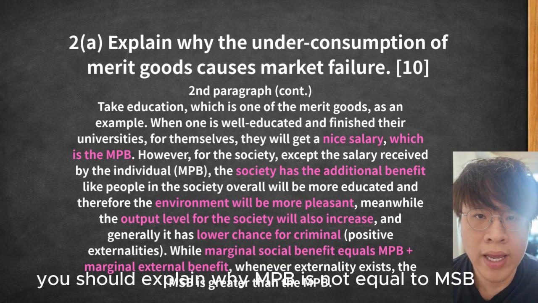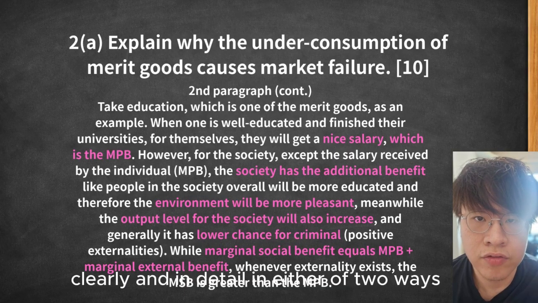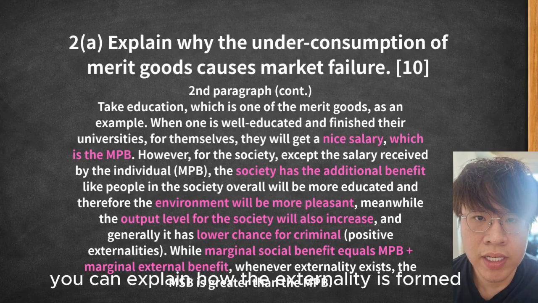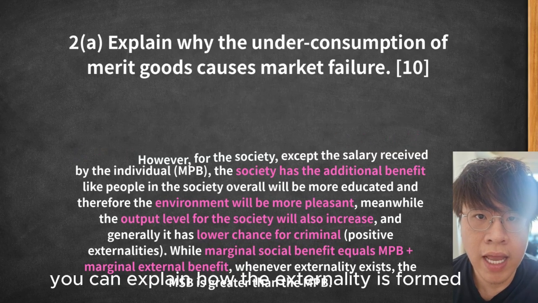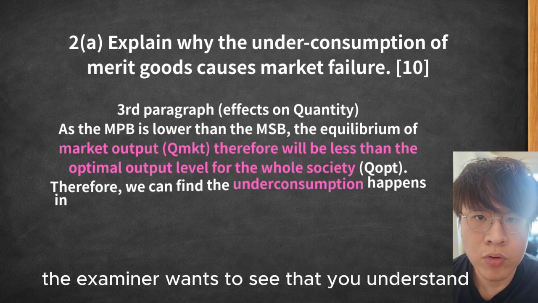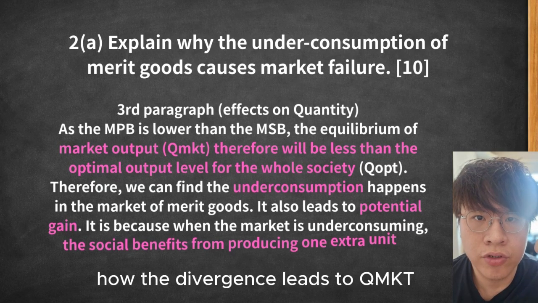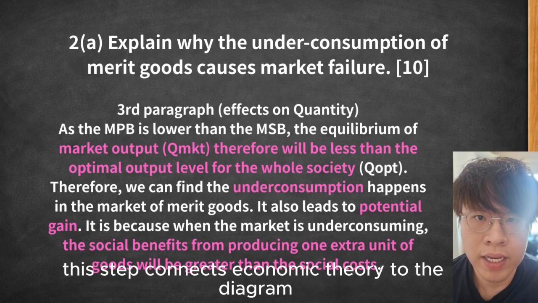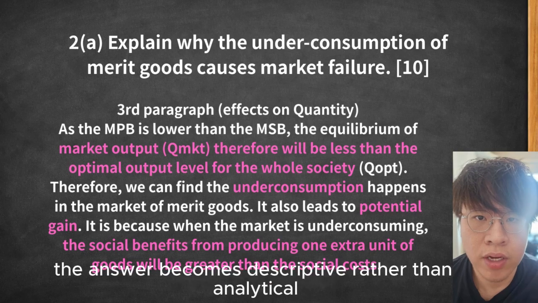You should explain why MPB is not equal to MSB clearly and in detail in either of 2 ways. First, you can explain why MSB is high and MPB is low. Alternatively, you can explain how the externality is formed. After explaining the divergence, you must link it to the market outcome. The examiner wants to see that you understand how the divergence leads to QMKT being smaller than QOPT. This step connects economic theory to the diagram. If this link is missing, the answer becomes descriptive rather than analytical.